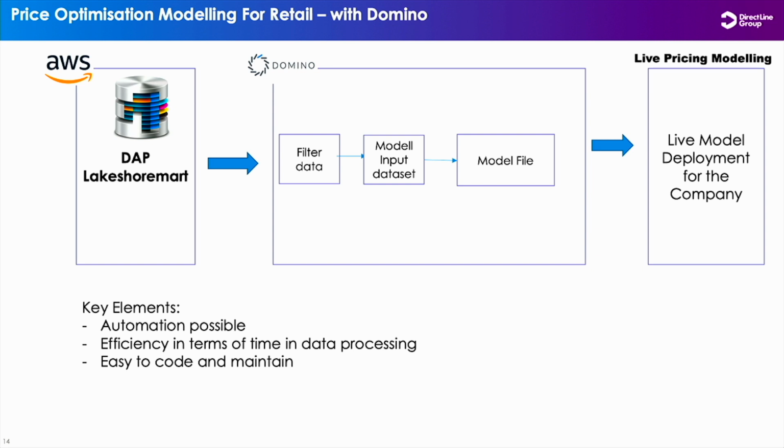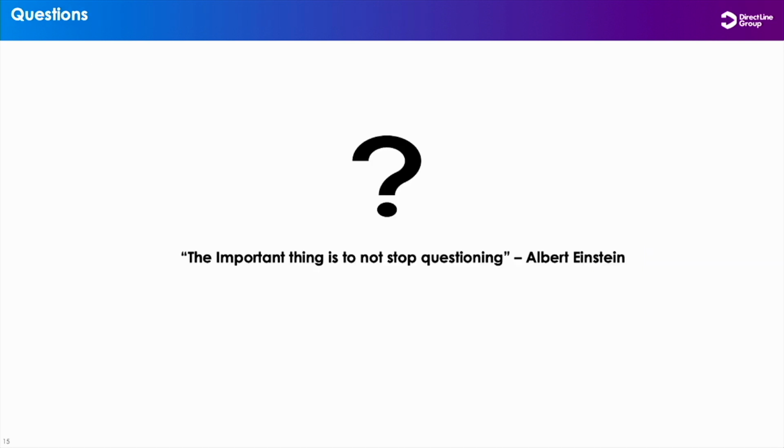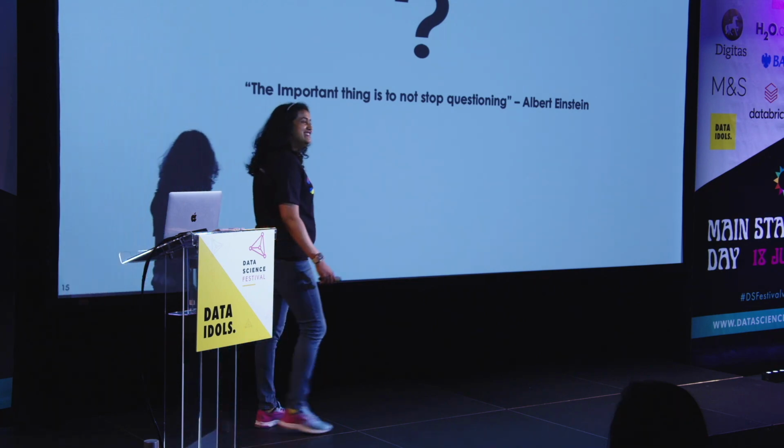So today, in DLG, we do have for Motor, we have the data science platform Domino, which has the capability of connecting to the cloud platform DAP, and which has the capability of creating model data sets and model files which can be executed into our live pricing models. So this is for retail, and that's about it.